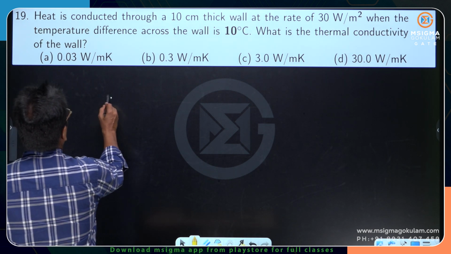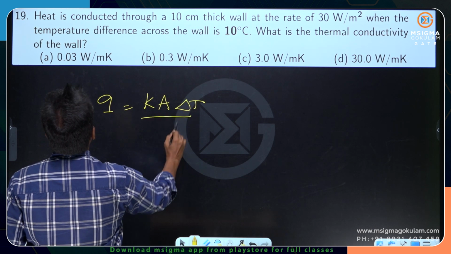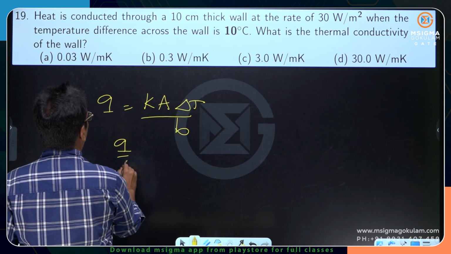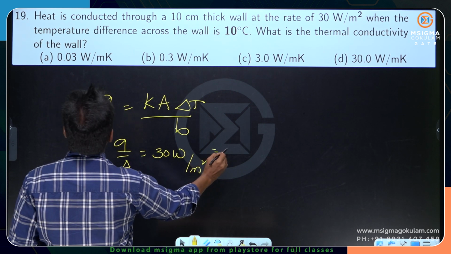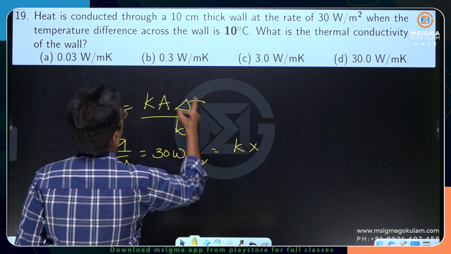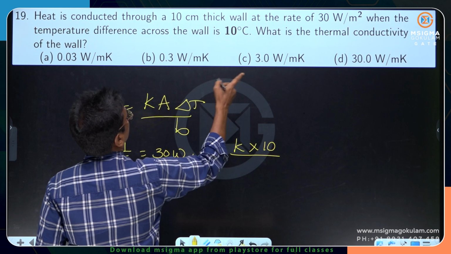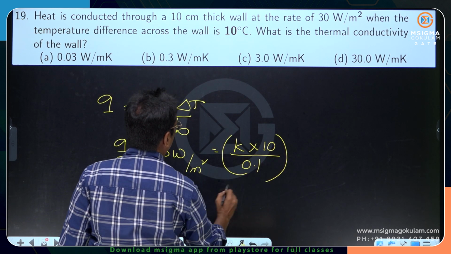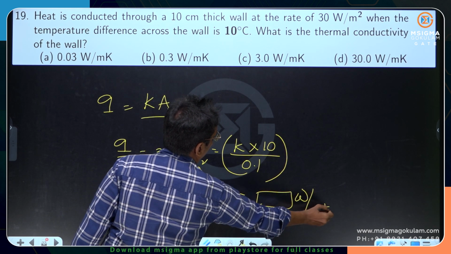These are very simple questions. Q is equal to Ka delta T by B. Heat is conducted at the rate of 30, Q by A is given, 30 watt per meter square. Conductivity we don't know. Delta T, the temperature difference, is 10. The thickness is 0.1 meter. You will get the K in watt per meter Kelvin.